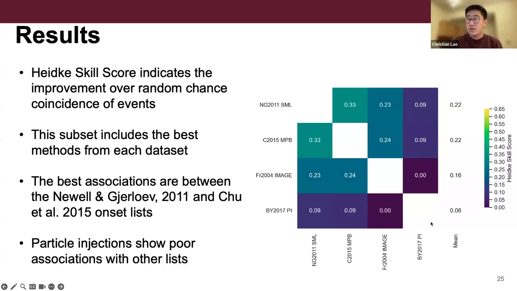You can see here that it actually scores 0 when compared with the Frey auroral onset list, so any agreement between these two event lists is kind of due to chance. I can empathize that the Heidke skill score is not the most intuitive metric to understand, so I also make use of another metric to illustrate this.